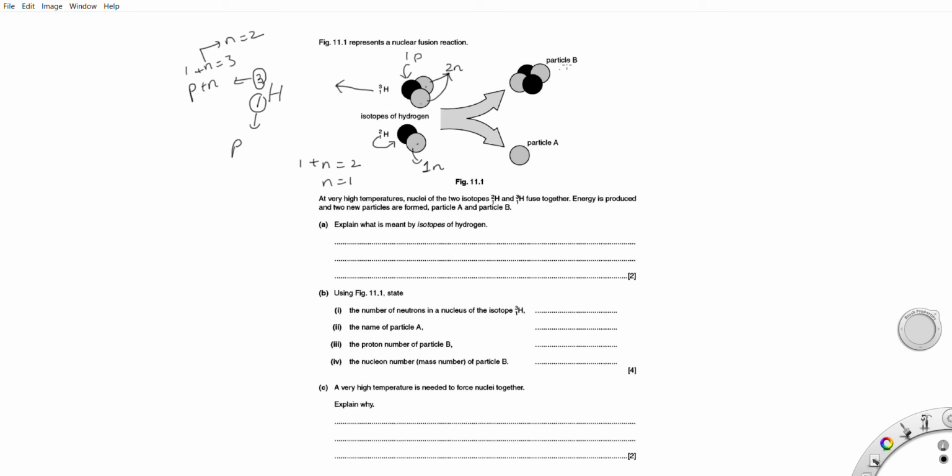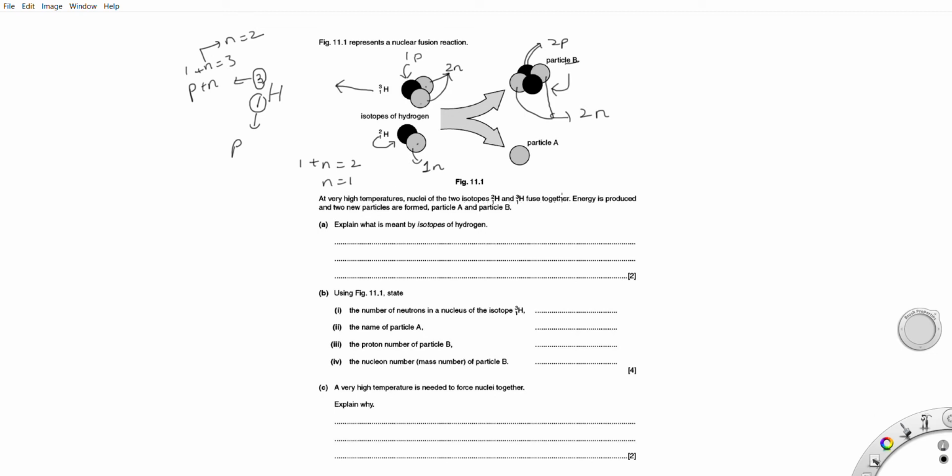So, coming towards particle B, it is formed as a result of the nuclear fusion reaction. Fine. So it contains one proton and one proton, that means two protons and two neutrons. I can label these black ones as two protons, and I can label these as two neutrons.